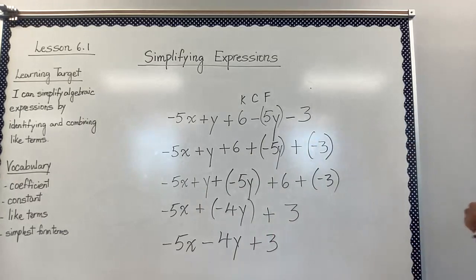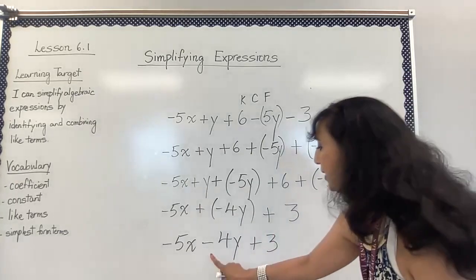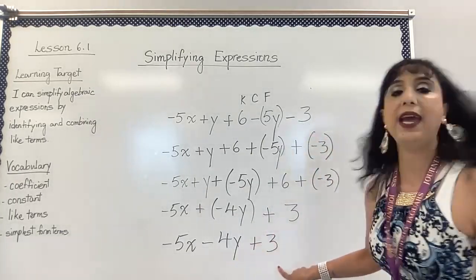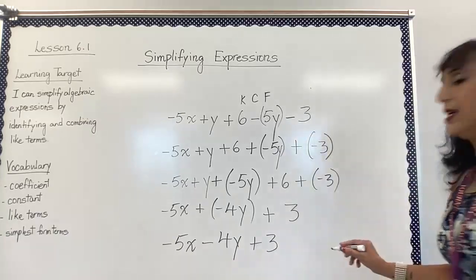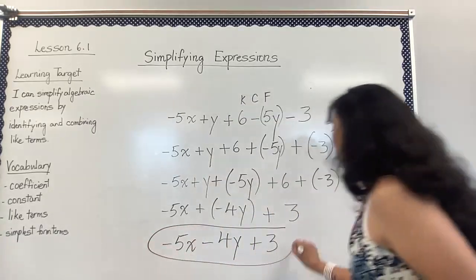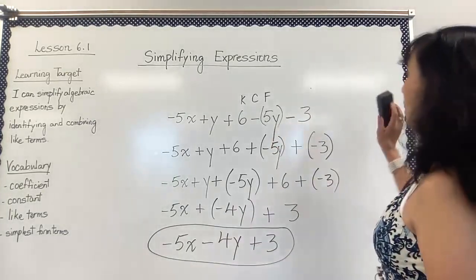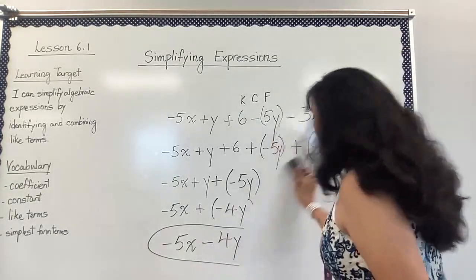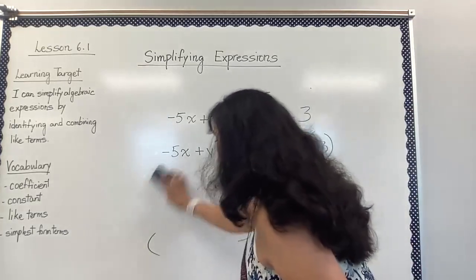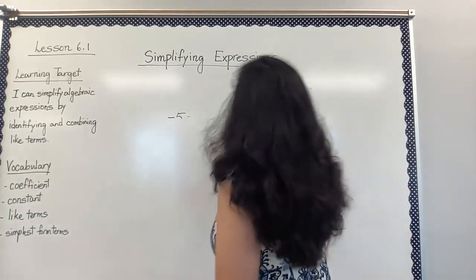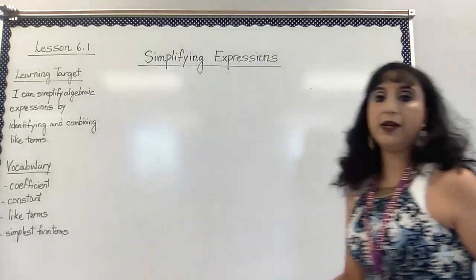Now we can see all of these terms are unlike terms. I have an x, I have a y, and I have a 3. So this is now in the simplest form once I solve it like this. Okay, so that was one example. Let's go ahead and try combining like terms, where we are now using, instead of just integers, the fractional parts also. Okay, so here's another example.